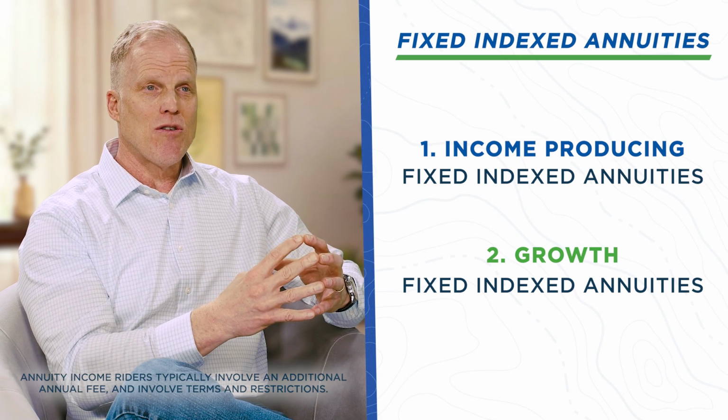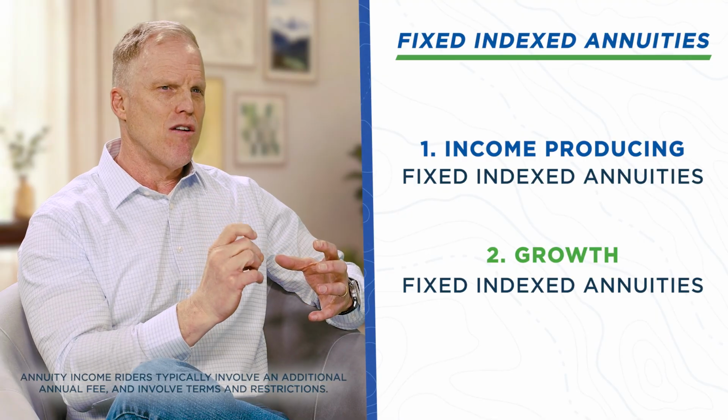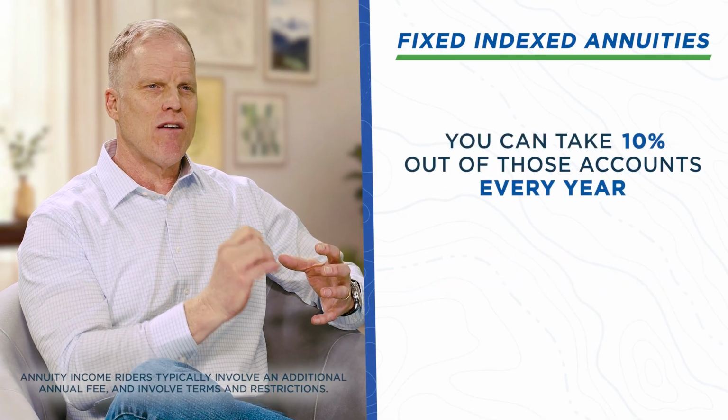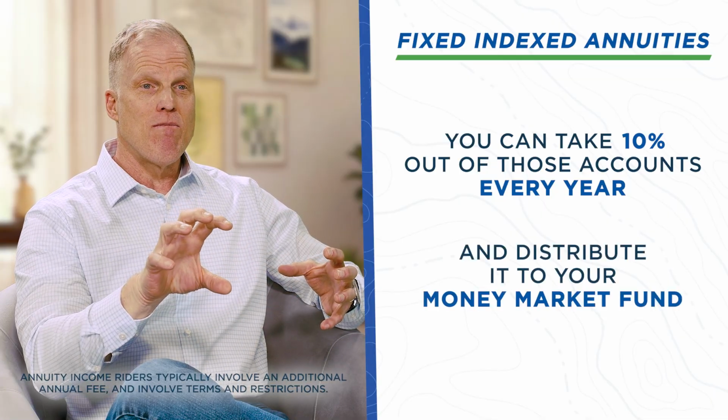Those annuities allow us to get some level of crediting based on market performance, but the key here is we can take 10% out of those accounts every single year to refill the money market fund bucket so that the assets you're drawing from for your near-term expenses are coming from assets that can't lose value due to market performance.